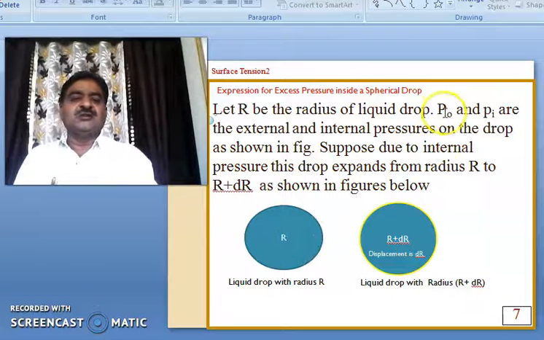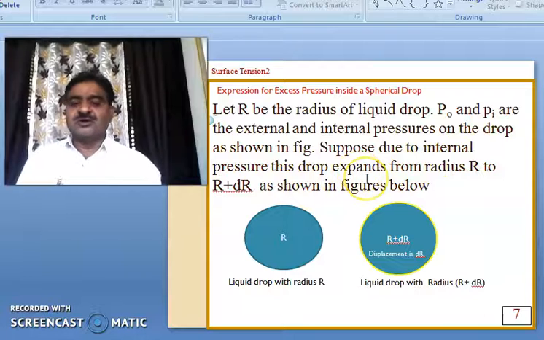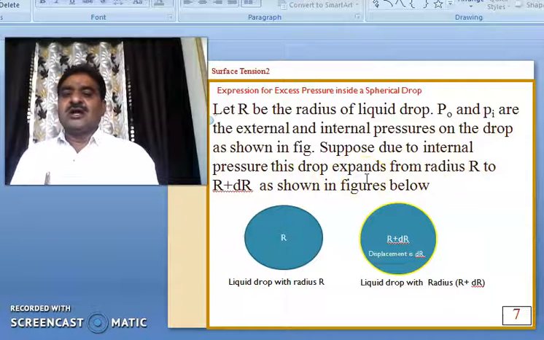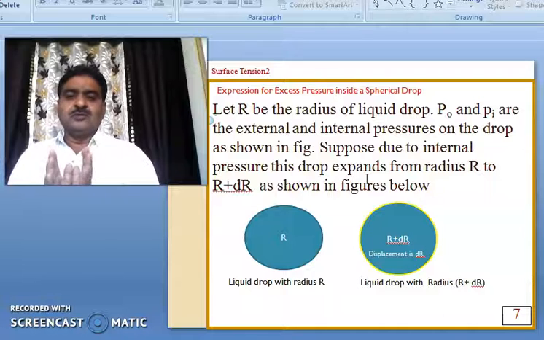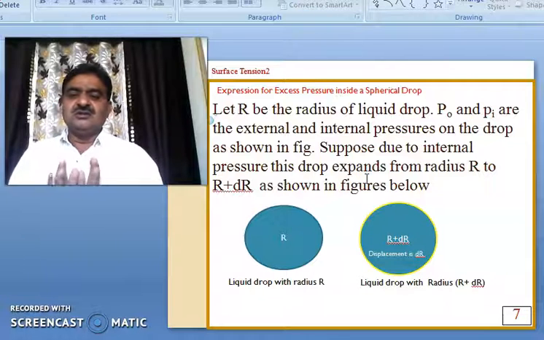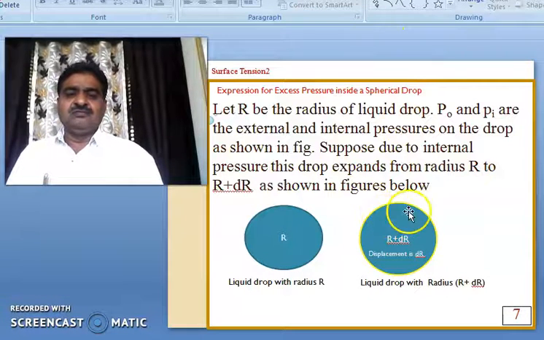It is given that R is the radius of the liquid drop, with Pi and Po the internal and external pressures on the drop, as shown in the figure. Suppose due to internal pressure this drop expands from radius R to R plus dr. This dr is very small, but there is a change in its radius.